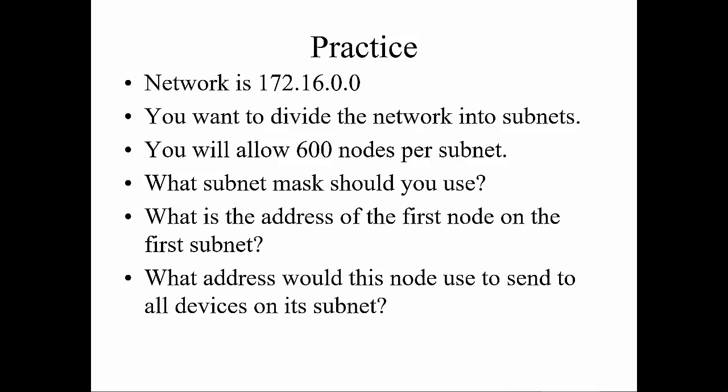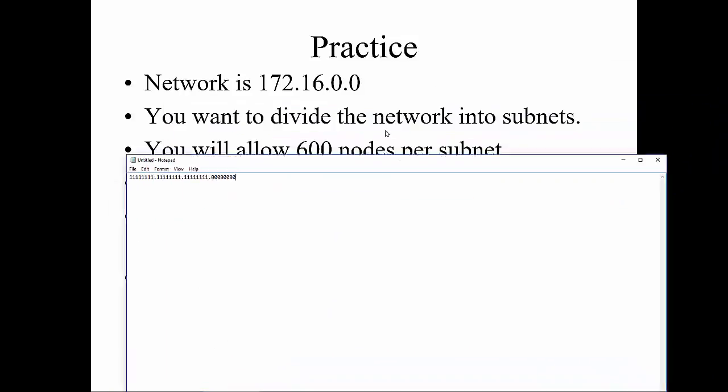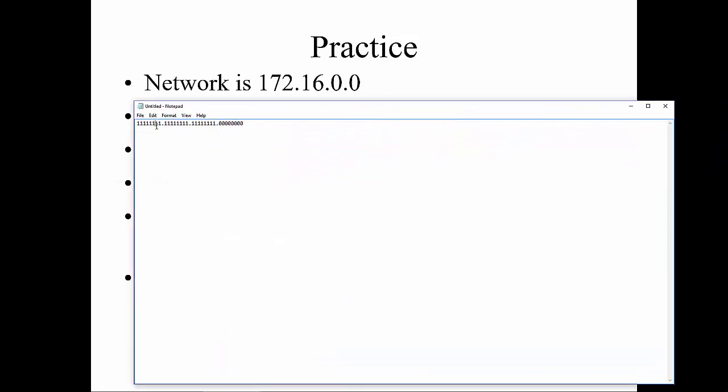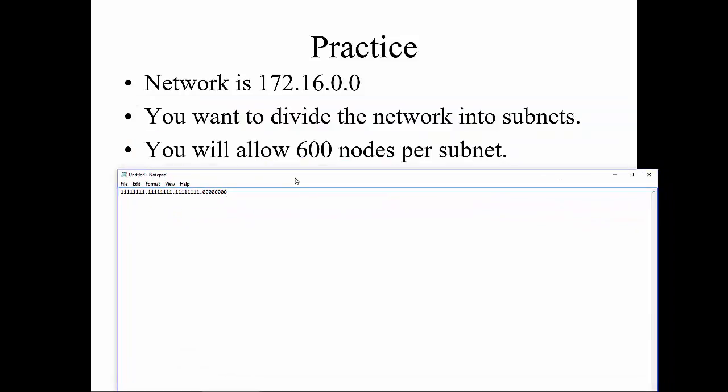Alright, so what I did was I already did a /24 here. 8 bits, 8 bits, 8 bits, all zeros. So how do we do our subnetting, how many nodes?